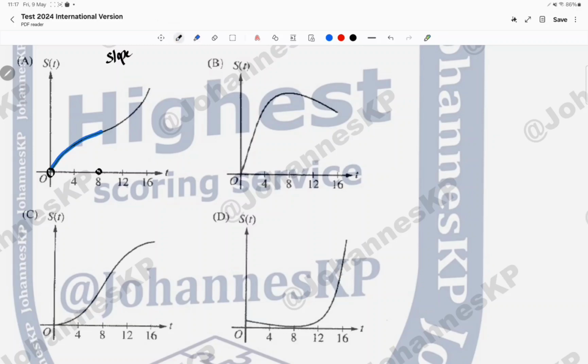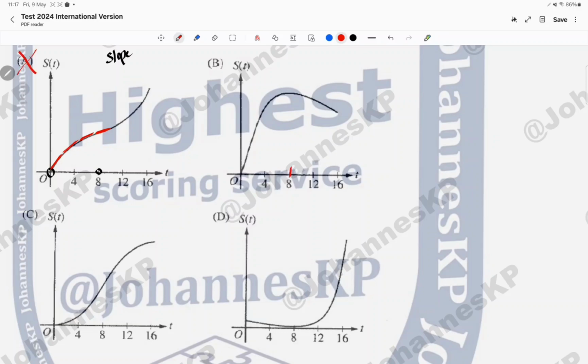So easy. And if you want to know in more detail, let me show you a trick. Let me use this color. That's the slope then. The slope becomes this, the slope becomes this, the slope becomes this. Is my slope becoming less or more steep? Less steep. So it's not going to be A.